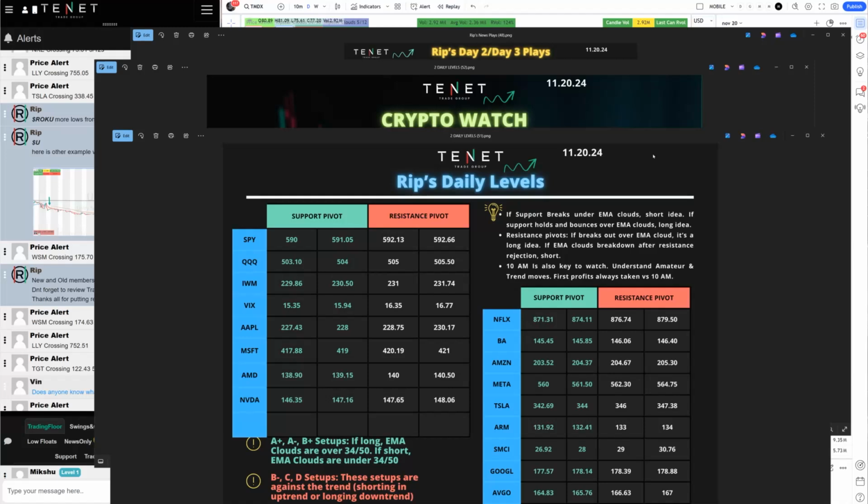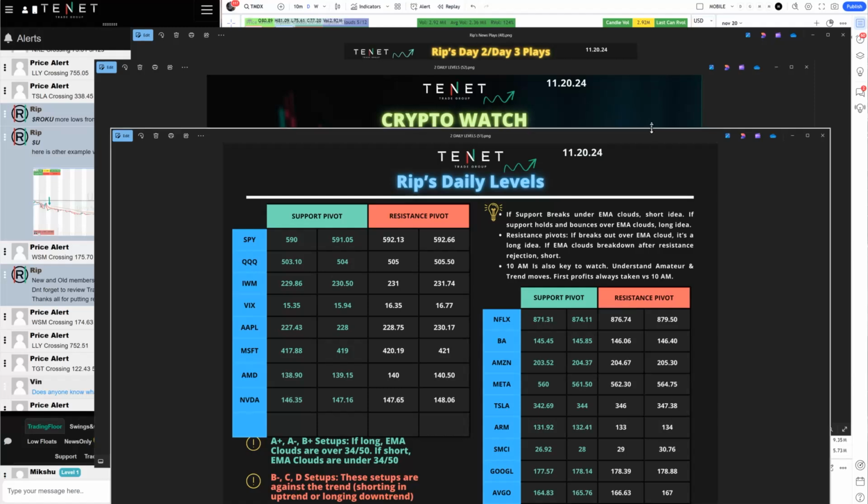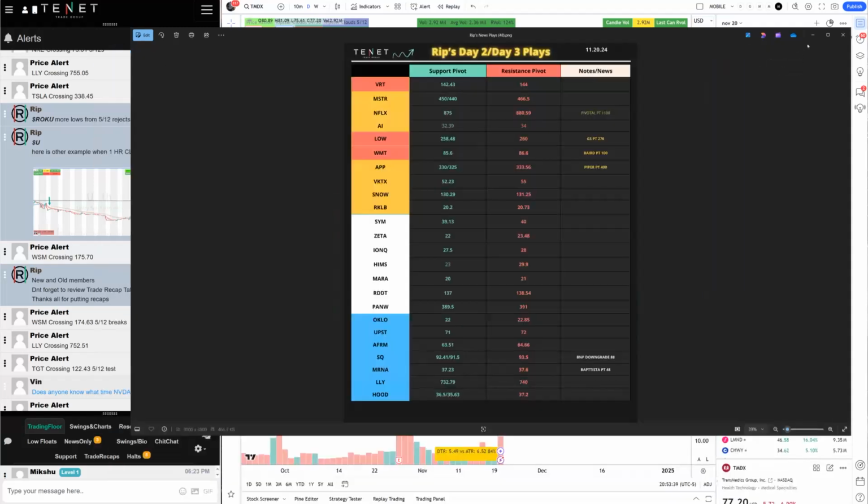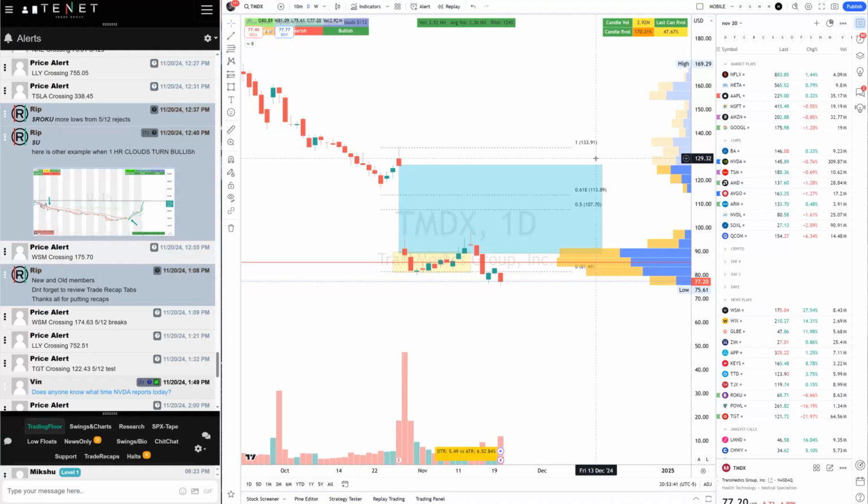Then we have the daily levels for SPY, QQQ, IWM, Apple, Microsoft. So you can take these levels and use the Ripster cloud system to trade on your own. We'll talk about how we shorted the market using these levels today as well. So we'll discuss that. With all that, we are ready for the trading day.